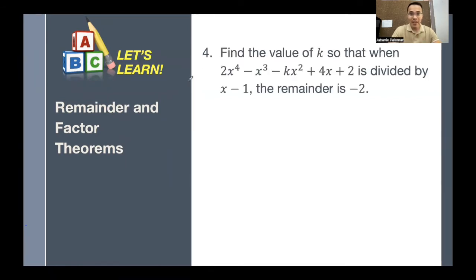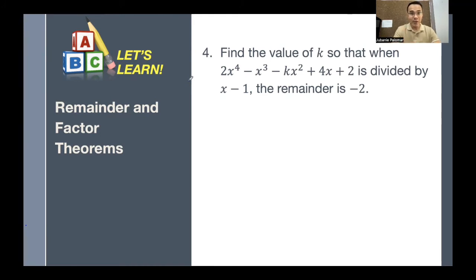Find the value of k so that when 2x to the fourth minus x cubed minus kx squared plus 4x plus 2 is divided by x minus 1, the remainder is going to be negative 2. So the problem only gives us information about the remainder. There's no information about the quotient. So in this case, we can apply the remainder theorem. Can we apply synthetic division? Yes, of course. But here, let's just use the remainder theorem to solve the problem.